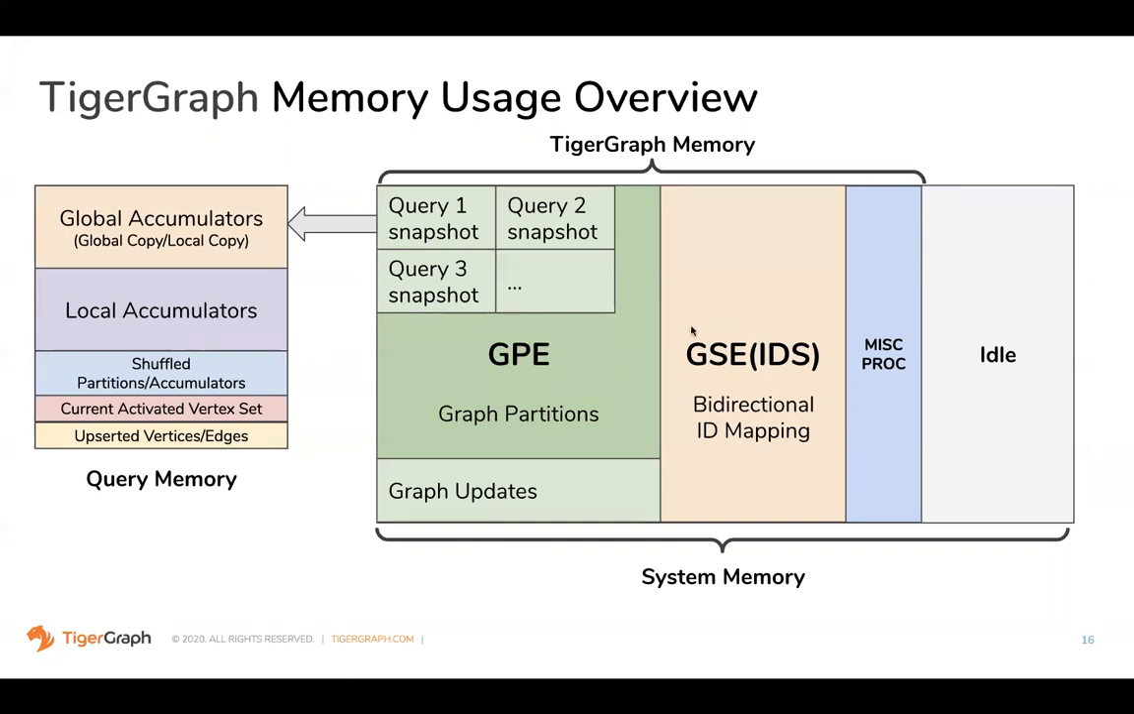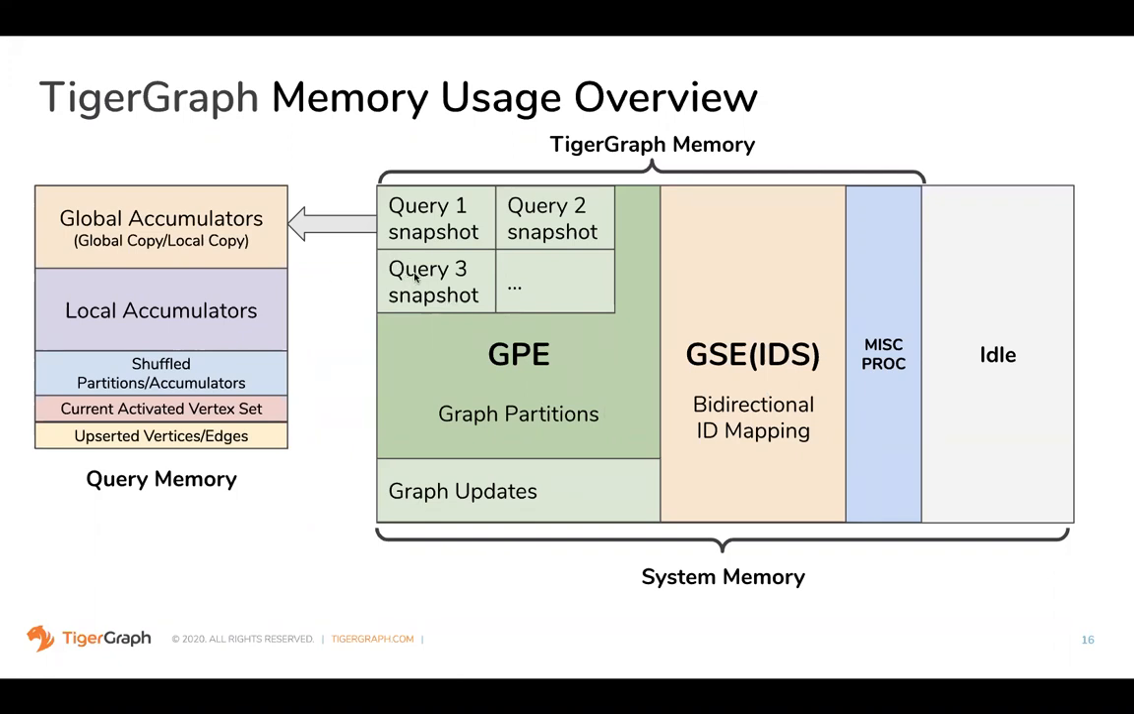And the second chunk of memory that's reserved is by GSC for IDs, where we preload all of the ID data in memory. So this is something that's a constant, and it's configurable, where users can set limits of how much memory they want to retain in memory for the data and how much they want to put in disk.